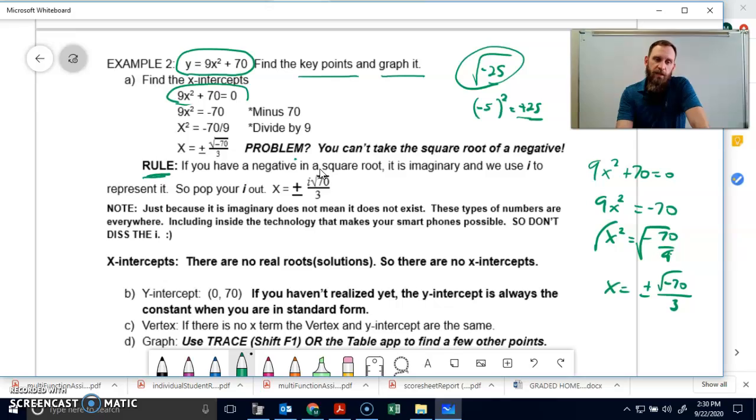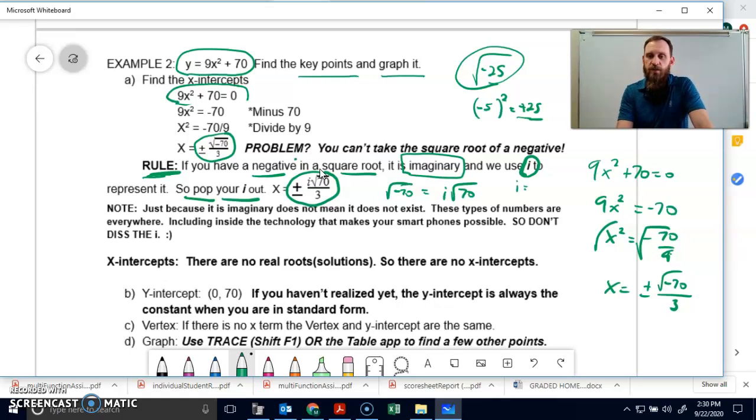So here's your rule. If you have a negative in a square root, it is called imaginary. It exists in real life, but in our number system, it's imaginary. So we use a lowercase i. So what do you do if you have a negative? You pop your i out. Yeah, play on words, pop your i out. So that means instead of writing it as the square root of negative 70, I write it as plus or minus i square root of 70. So the square root of negative 70, I pop my i out, and it's i square root of 70. Because i simply represents the square root of negative 1, or the square root of a negative. So we represent that negative that's giving us an issue with the letter i.